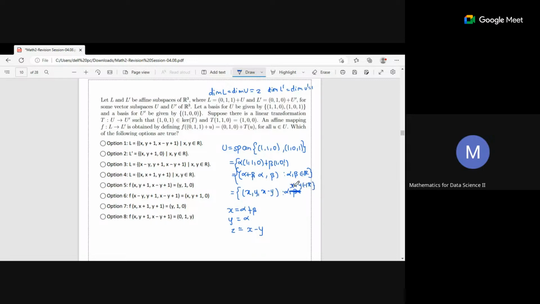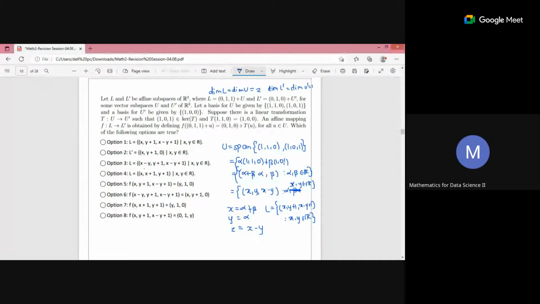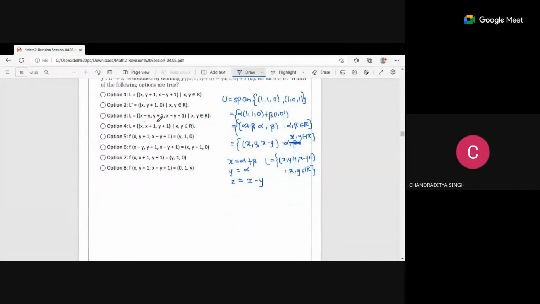So if this is your U, then what is your L? I need to add (0, 1, 1). So you just need to add 1 to the second and third component. So it becomes x comma y plus 1 comma x minus y plus 1, where x and y are in R. You can also represent it in some other way. I guess this matches with one of the options. If I remove option 3, option 1, x, y plus 1, x minus y plus 1, coincides.